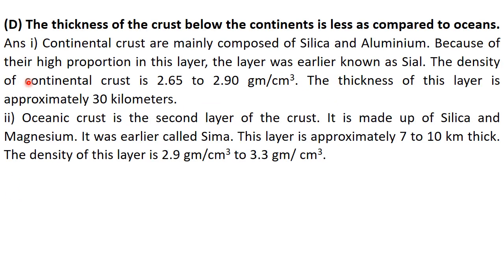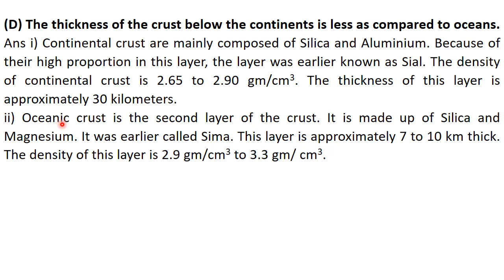D. The thickness of the crust below the continents is less as compared to oceans. Answer. Point number 1. Continental crusts are mainly composed of silica and aluminium. Because of their high proportion in this layer, the layer was earlier known as SIAL. The density of continental crust is 2.65 to 2.90 gram per centimeter cube. The thickness of this layer is approximately 30 kilometers.